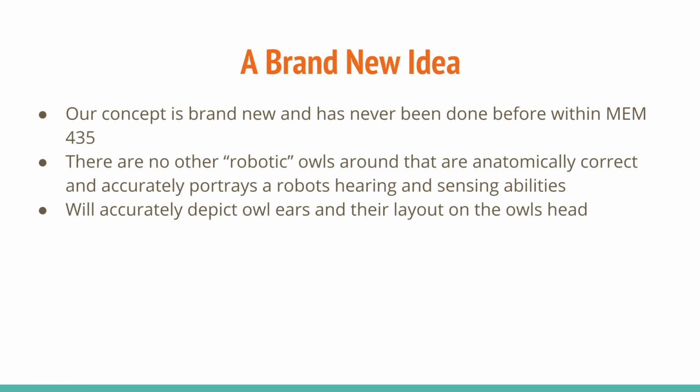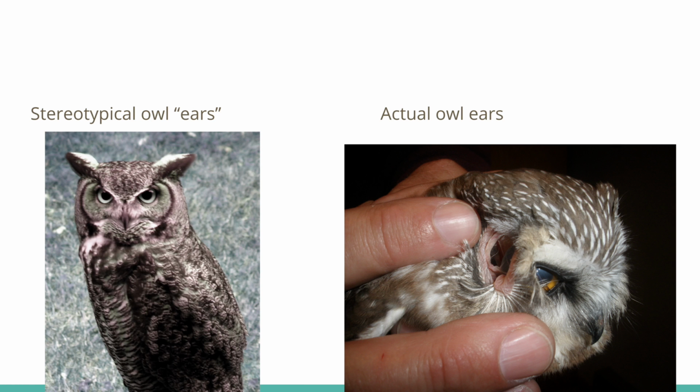Our concept of an owl hearing robot is brand new and has never been done before within MEM 435. Through our research, we have found no other robotic owls around that are anatomically correct and accurately portray an owl's hearing abilities and its ability to sense direction based off of the noises. Our group will accurately depict owl ears and the layouts on the owl's head.